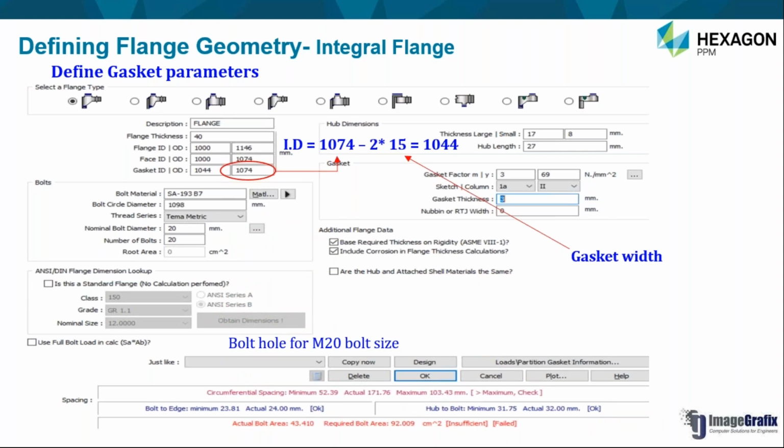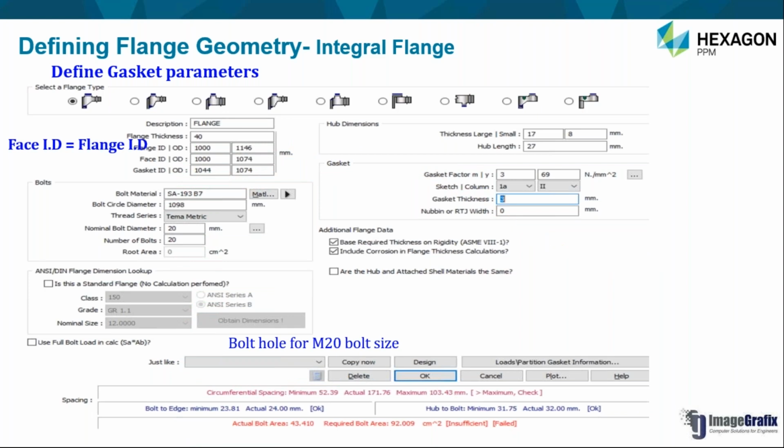Okay. So why we have taken this 15 mm over here, that we will come to know at a later stage. So now we have finalized your gasket ID as well as your OD. So based on this, your face ID and OD will also be finalized. So your face ID is equal to your flange ID and your face OD is equal to your gasket OD. So now we have to check whether the bolt area is sufficient or not.